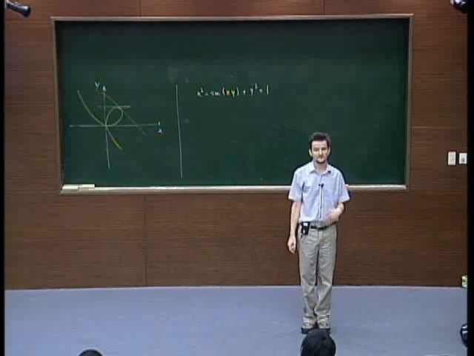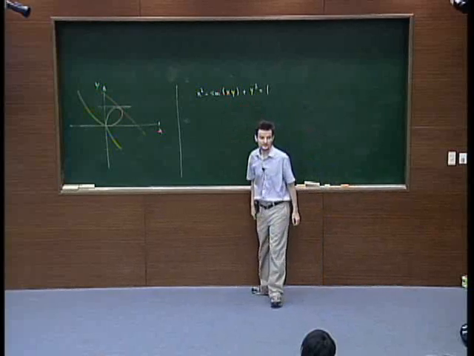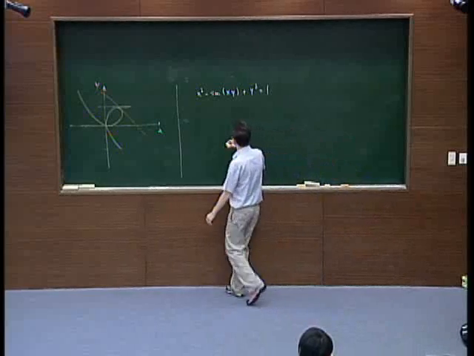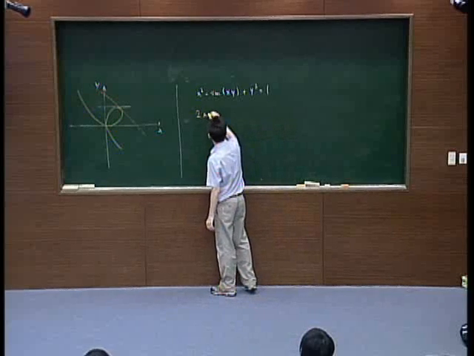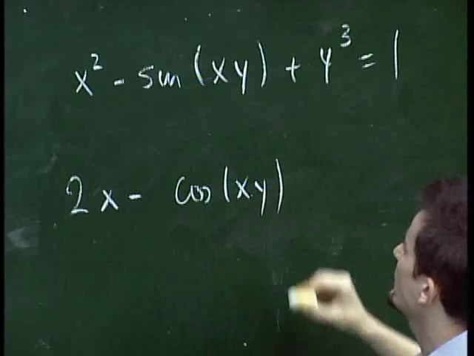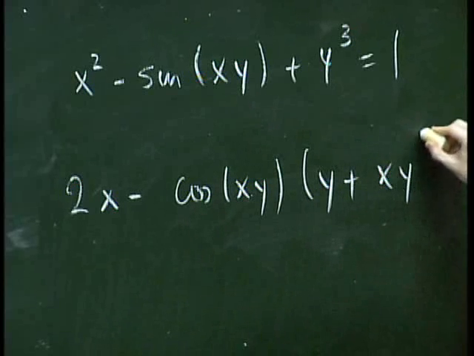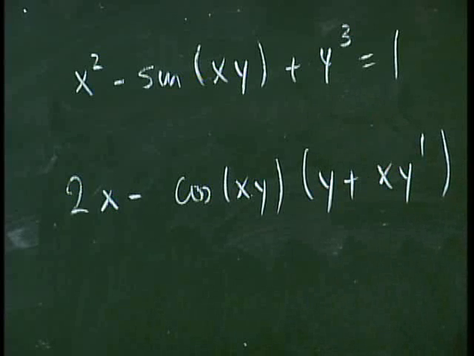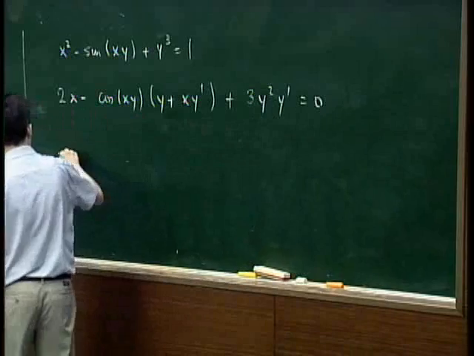Okay, but we can still assume that there is a function y of x solving this equation here, and that the function y of x is differentiable. If we have this assumption, we can easily find again the derivative. Namely, we just take the derivative with respect to x at both sides. So we have here 2x minus. Now here we have to use the chain rule. So we have the cosine of xy times the derivative of the inner function, which is y plus x times the derivative of y, plus the derivative of this part here, which is 3y squared times the derivative of y, is equal to 0.